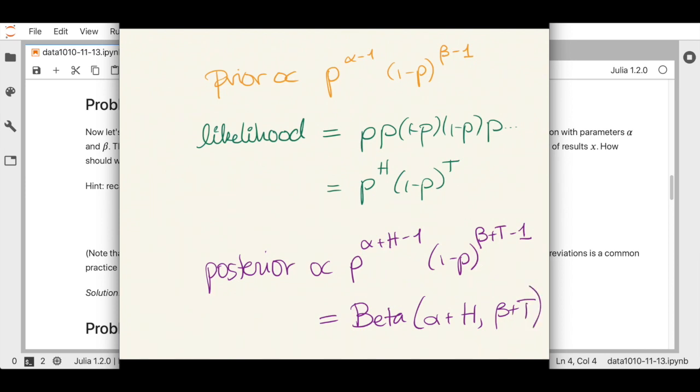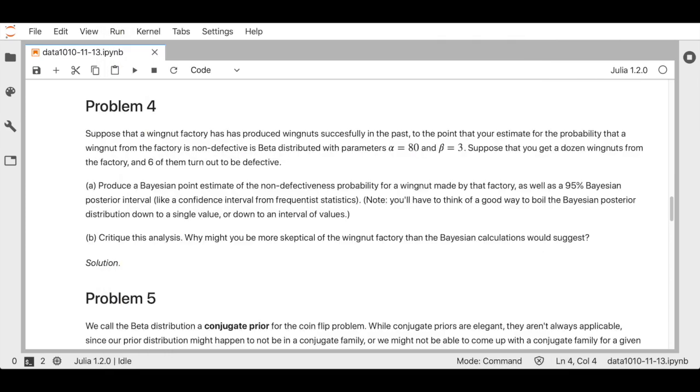It's like if we started with an uninformed prior and we observe a certain number of heads and a certain number of tails, that's telling us directly what the alpha and beta values are going to be for the posterior distribution. So in problem 4, we'll have this kind of cutesy setting of a wingnut factory, which from past history, you believe manufactures non-defective wingnuts with a probability that's beta distributed with parameters 80 and 3.